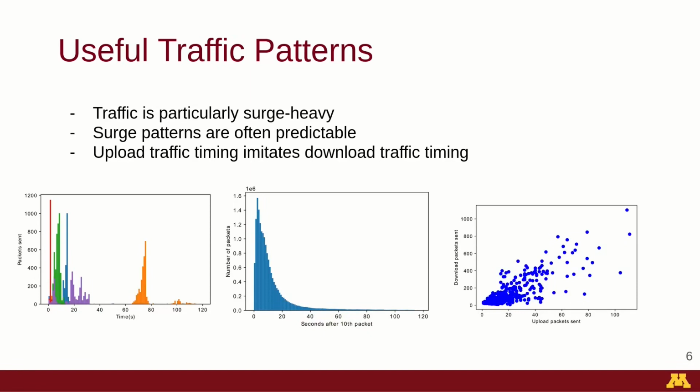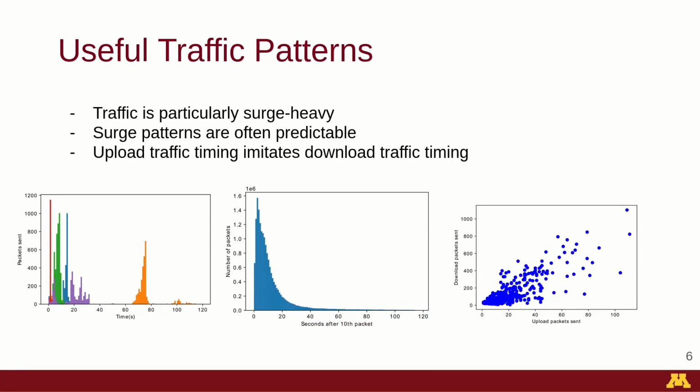As you can see, much of the web page is downloaded quickly, though sometimes the page load may have a long tail. In fact, in the deep fingerprinting dataset presented by Sirinam et al., we find that the interquartile range, on average, of the traffic timing is about 4 seconds, compared to a 28-second average loading time. Additionally, surge patterns are fairly predictable in the sense that most of the traffic is sent soon after the web page download begins, as shown in the middle figure. In the same dataset, the median packet is sent just 7.5 seconds after the 10th packet.